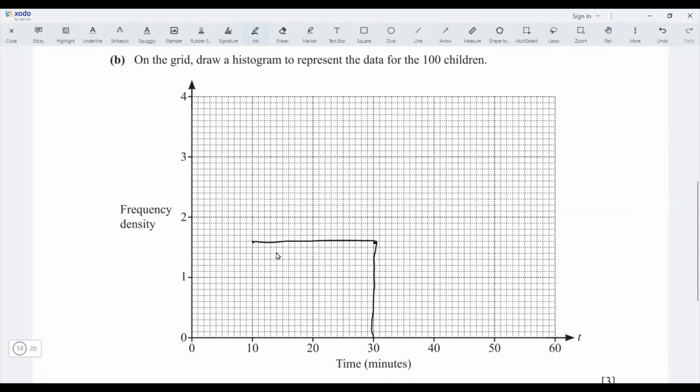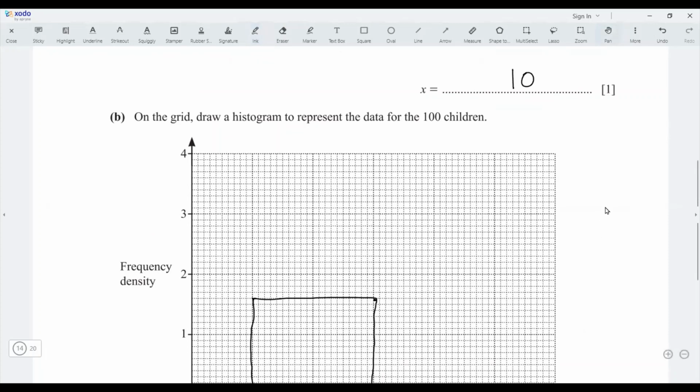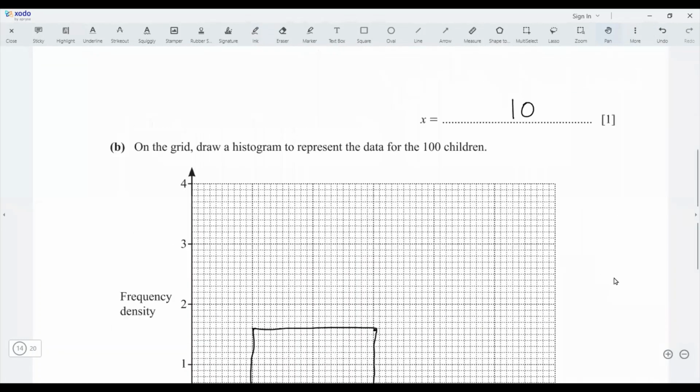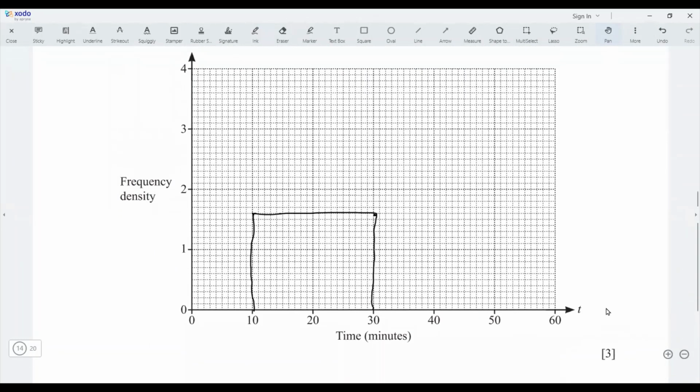So this is for 10 till 30. So what about the next? Next is basically 2.3, and it is 30 till 40. It's 2.3. So what is 2.3? 2.3 is basically 3 units above it. And it is here 30 till 40. So joining here. So this is for 30 till 40.